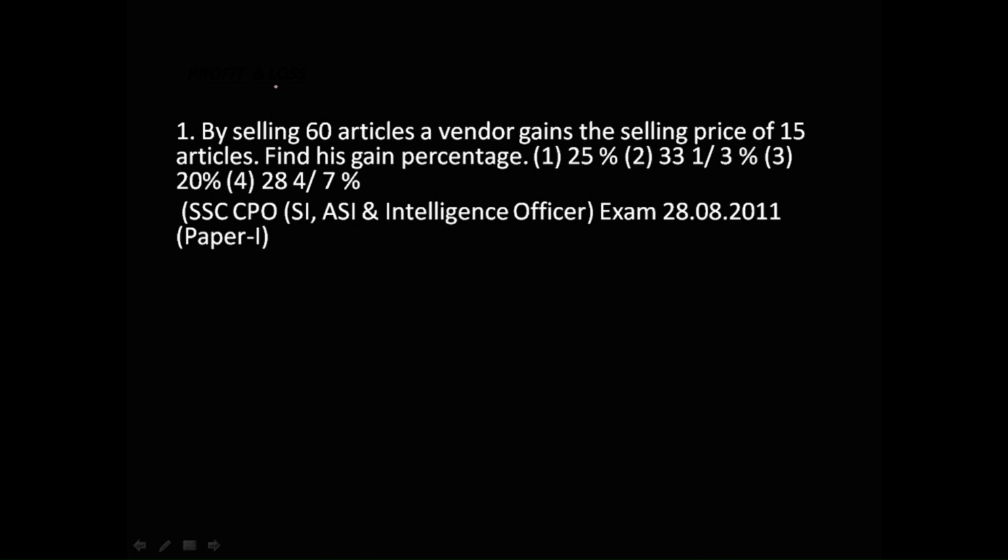So today we will discuss profit and loss, right? Look at the first one. By selling 60 articles, a vendor gains the selling price of 15 articles.